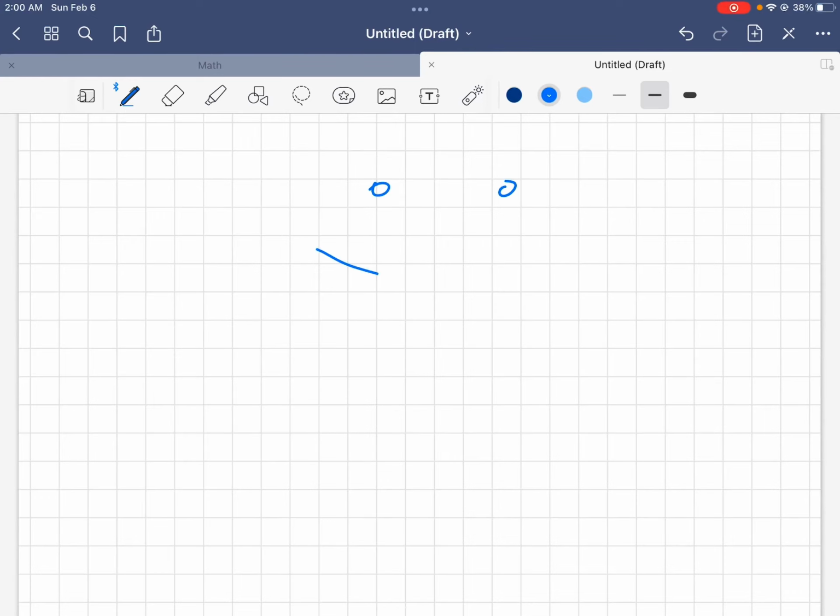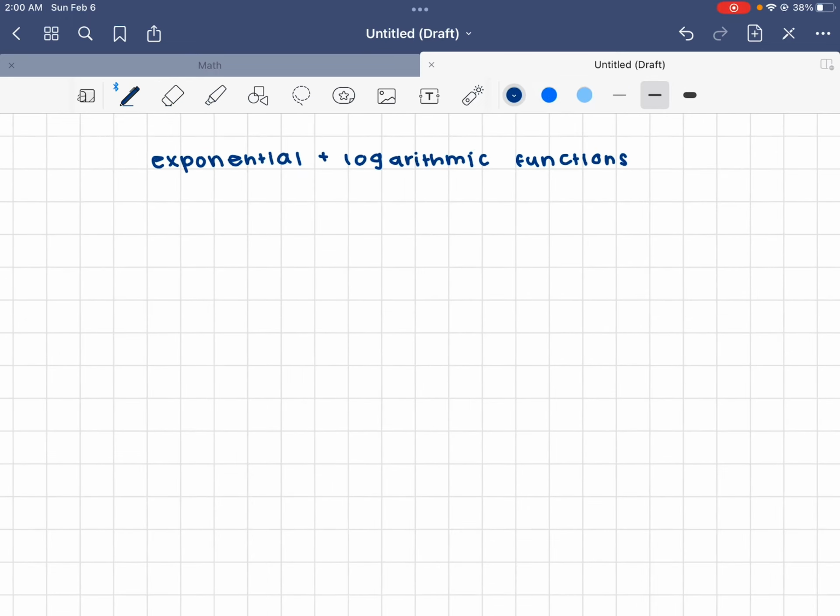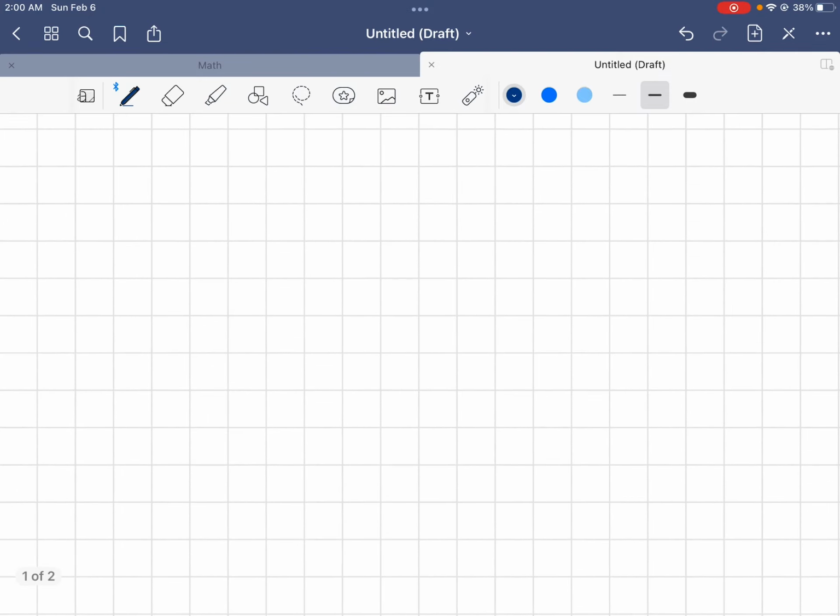Good morning, guys. So we're going to be looking at exponential and logarithmic functions. Starting with, let's look at this formula we have. Log A, B equals C.